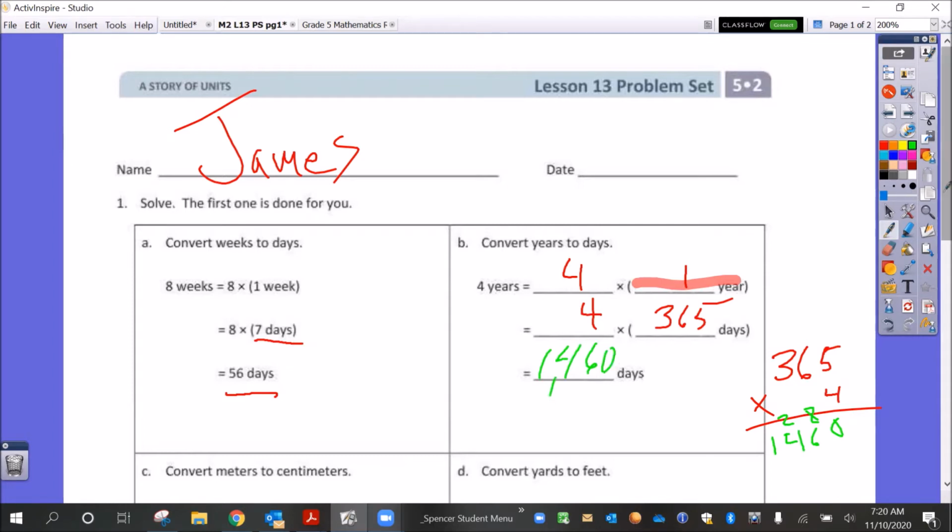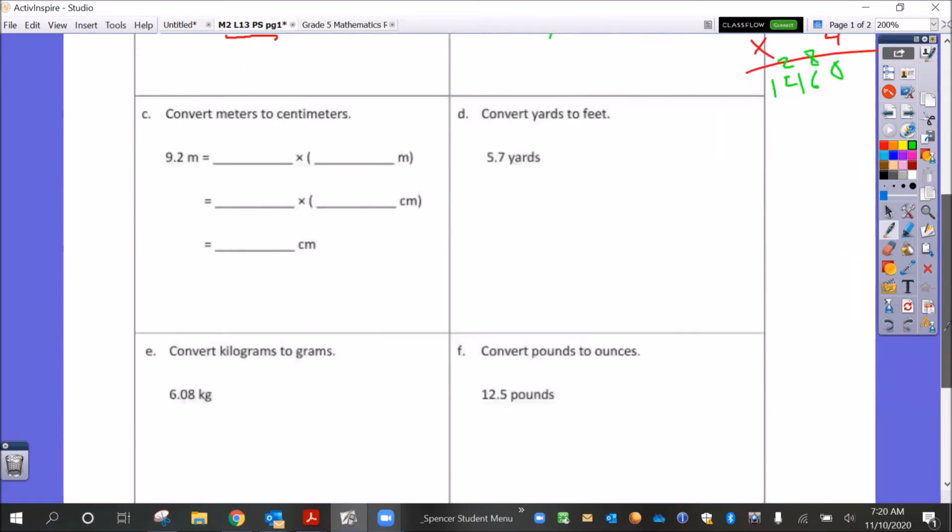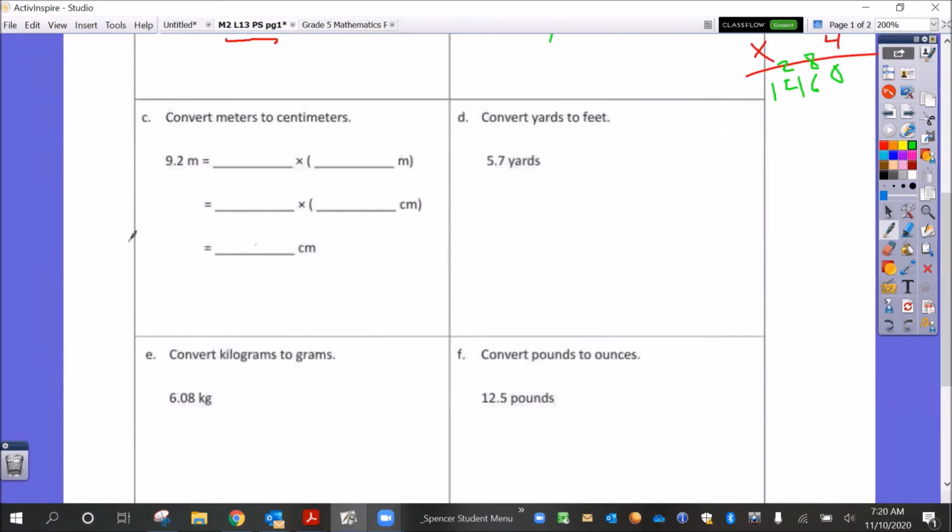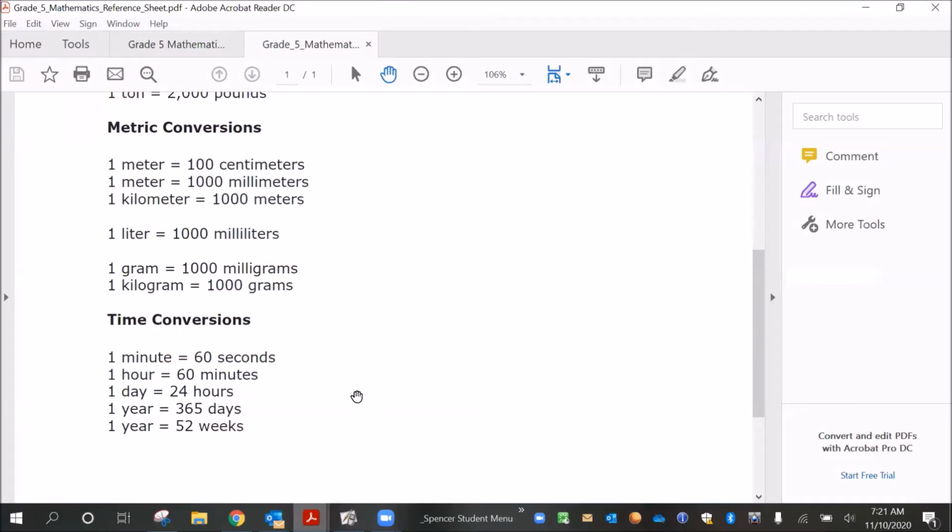All right, let's move on. Let's keep using our reference chart to help us solve these. Convert meters into centimeters. All right, if you know it off the top of your head, great. I always like to think about cents in a dollar to help me remember how many centimeters in a meter, but we also have these conversion charts.